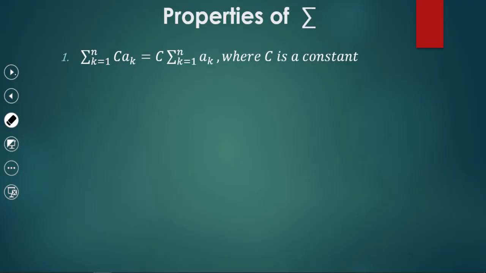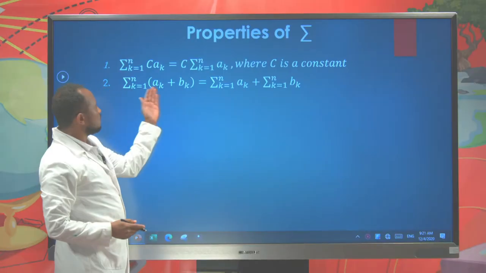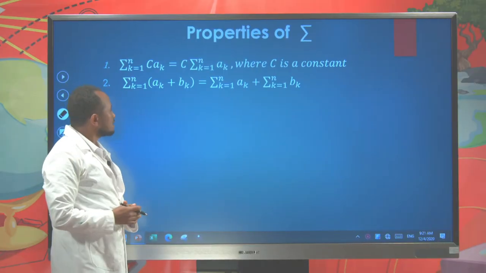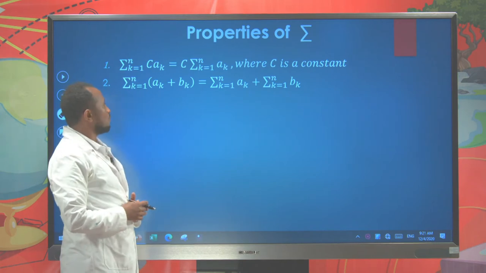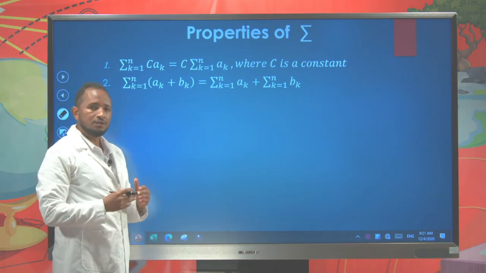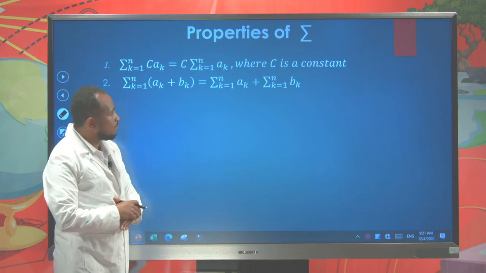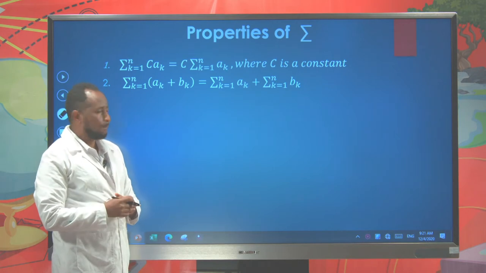Now let's continue to the second property. The summation of a_k plus b_k, where k starts from 1 up to n, is equal to the summation of a_k, k starts from 1 up to n, plus the summation of b_k, k starts from 1 up to n.